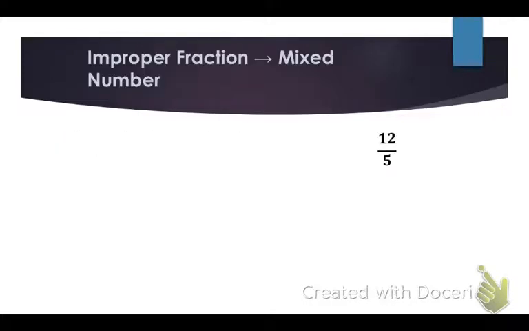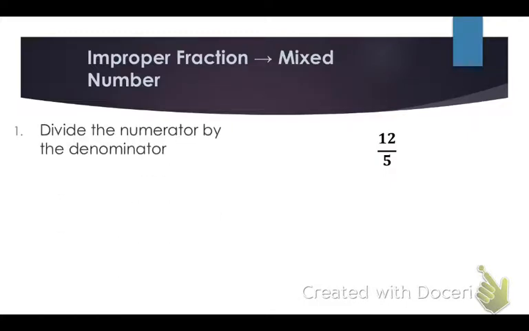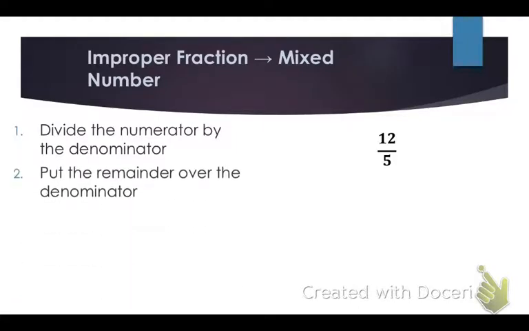Okay, so what is an improper fraction? Remember, an improper fraction is a fraction that has a bigger numerator than a denominator. So the top number is bigger than the bottom number. So how are we going to do this? Well, step number 1, you need to write this down. You're going to divide the numerator by the denominator. Step 2, you're going to put the remainder over the denominator. And that's it.